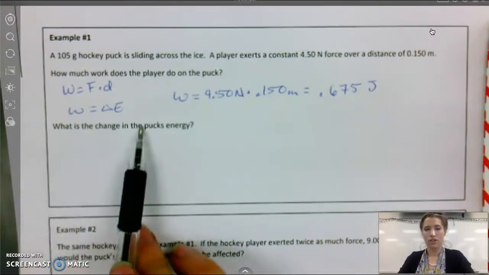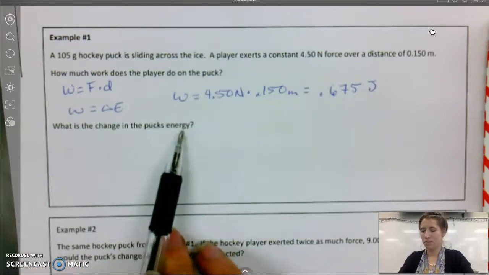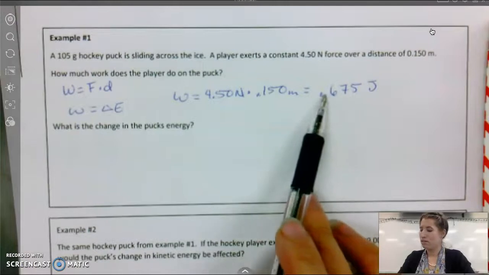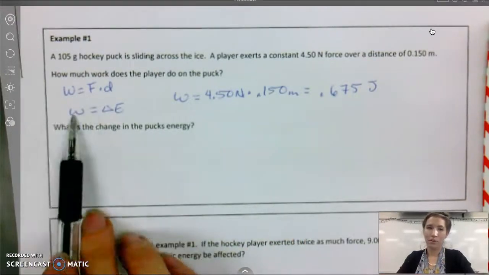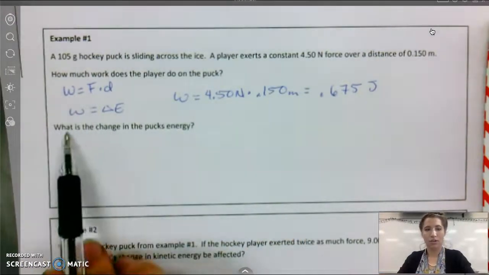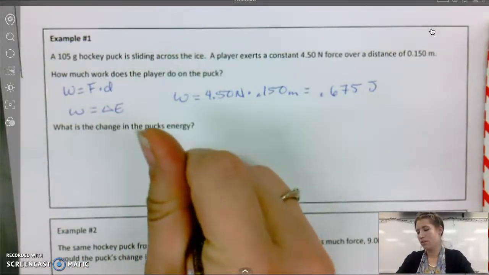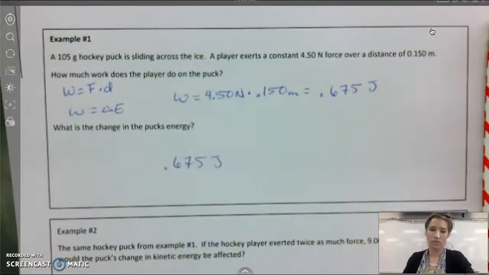What is the change in the puck's energy? Well, this is convenient because we just solved for the work, right? We know the work is 0.675 joules, and we know work is equal to change in energy. So what is the change in energy of the puck? It has a change of energy of 0.675 joules.